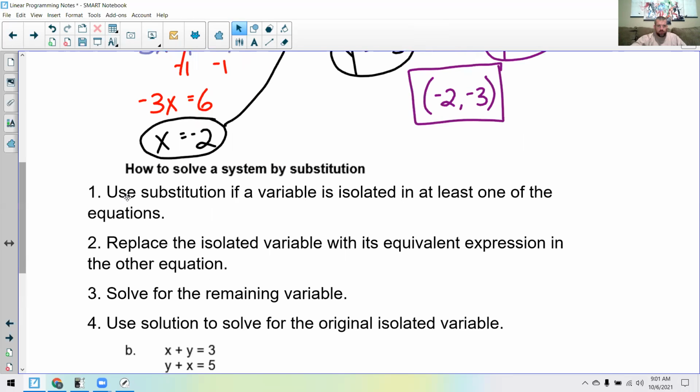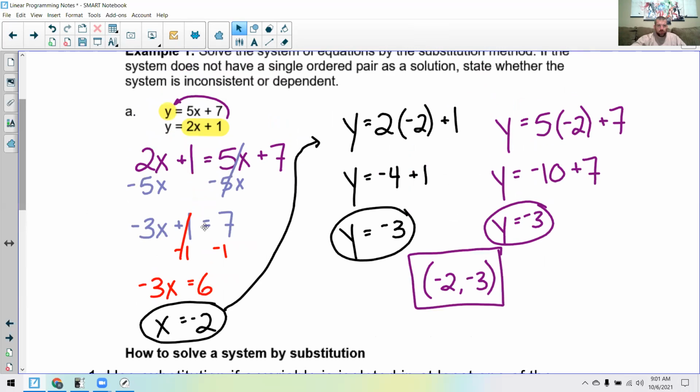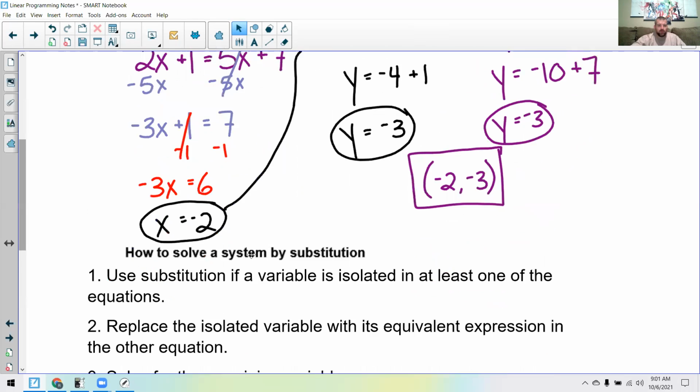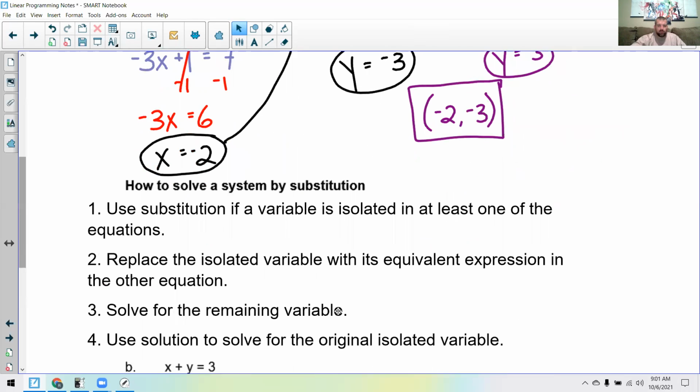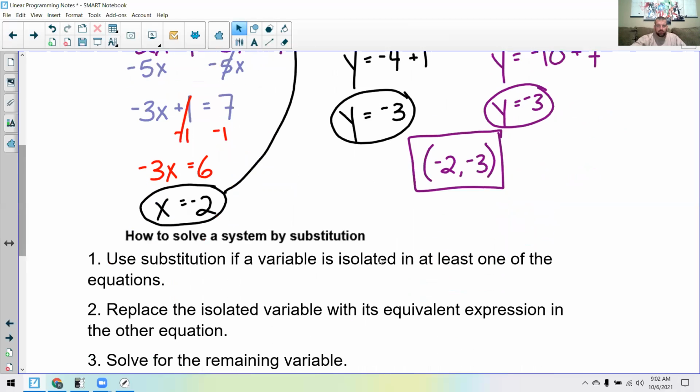So just to restate what we did here, we're going to use substitution if a variable is isolated in at least one of the equations. The equation here, the y is isolated. So I replaced y with its equivalent expression. Y is the same as 2x plus 1. Replaced y with 2x plus 1. And then I solved for the remaining variable x. And then it says use the solution to solve for the original isolated variable. That's what I did over here in the black and the purple. I used my solution of -2 to solve for the original or the value of y.